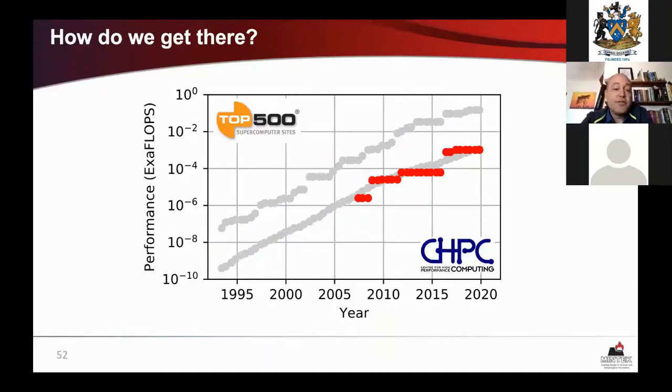So just in case you were wondering, this is where South Africa's HPC capability sits on that graph. The red dots show the fastest computers available for public research at the Center for High Performance Computing in Cape Town. And you can see that we haven't been doing too badly in tracking the global trends.